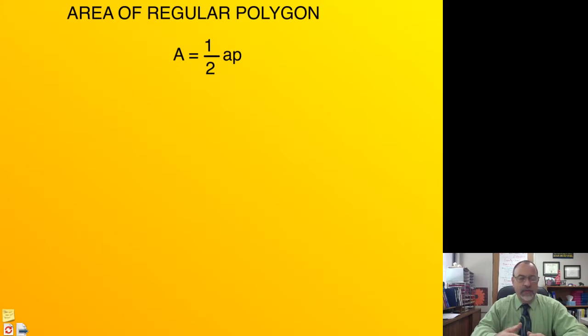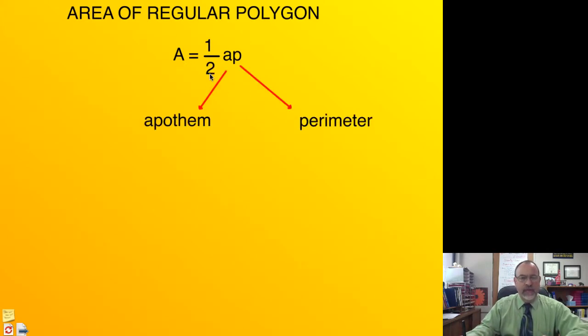And like any formula, we need to know what the different letters represent, and then as we go to the figure, we know what we're looking for. The large A on the left represents the area. The a represents the apothem. Now remember, that's the segment that is perpendicular to the side of a polygon drawn from the center.